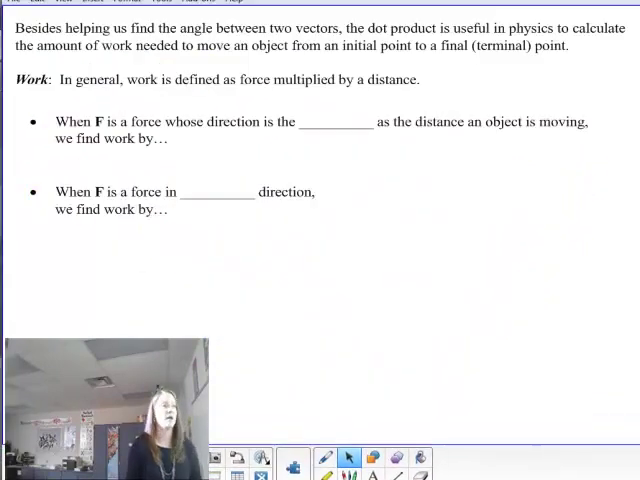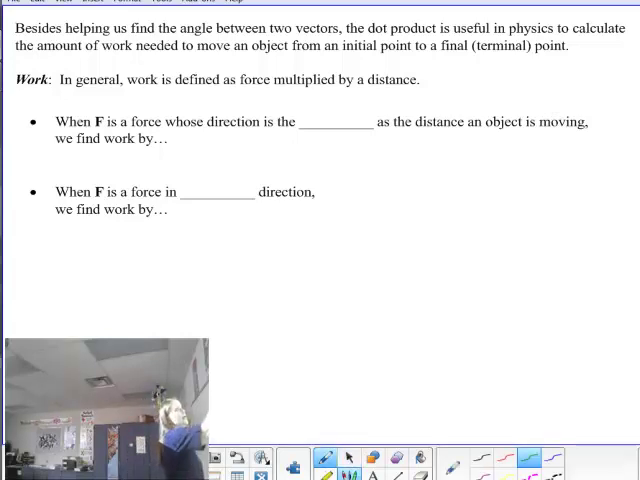Okay, last topic, work. Besides doing dot products for the angle between two vectors, which is a huge thing, it's also helpful in physics to calculate what's called the amount of work that's needed to move an object from an initial point to a terminal point. In general, we want to remember that work is simply a force multiplied by a distance. Now, the directionality of the force is what becomes important. When F is a force whose direction is the same as the direction for the distance that the object is moving, then we're going to find force. Let me give you an example of that.